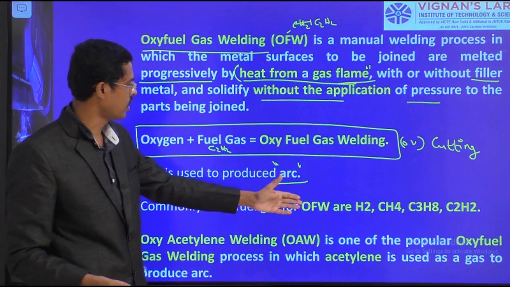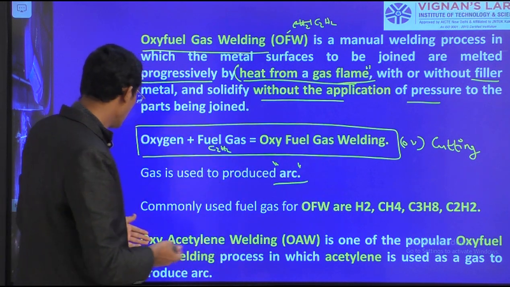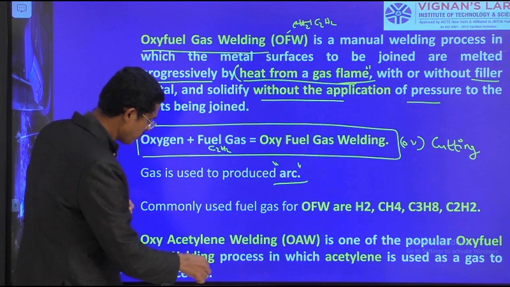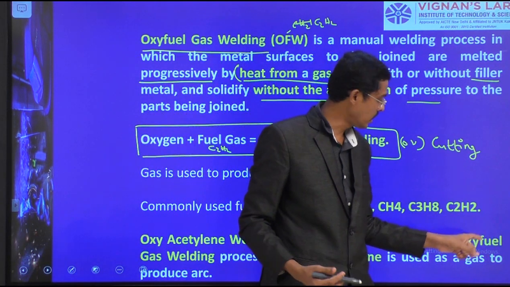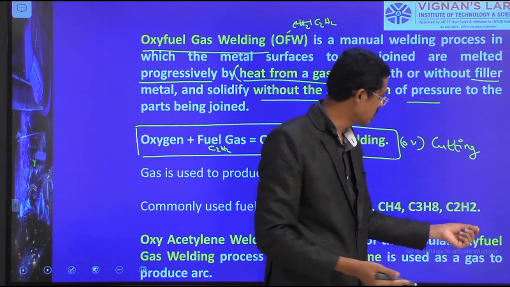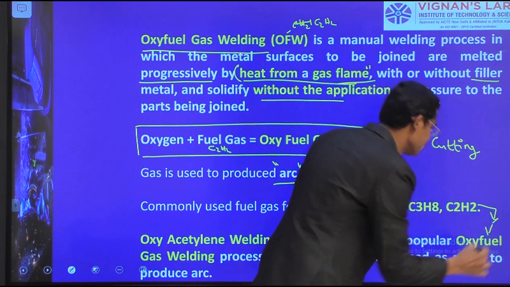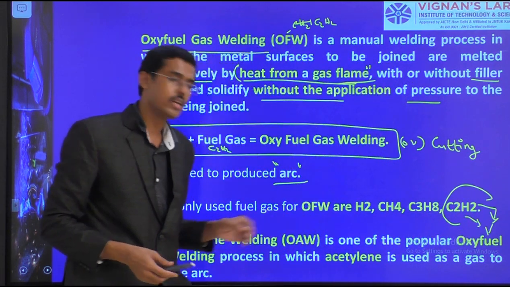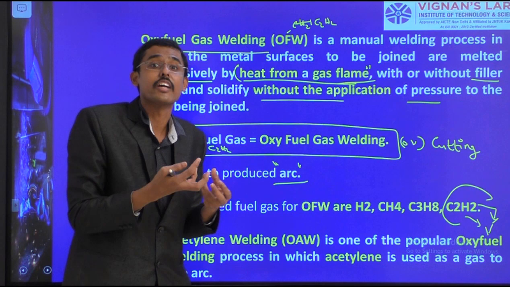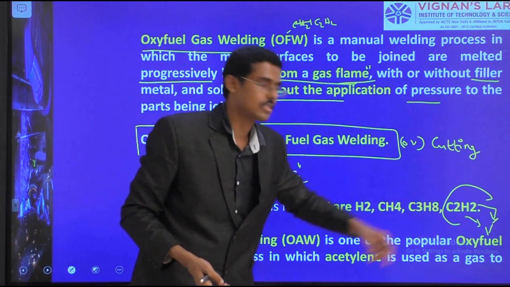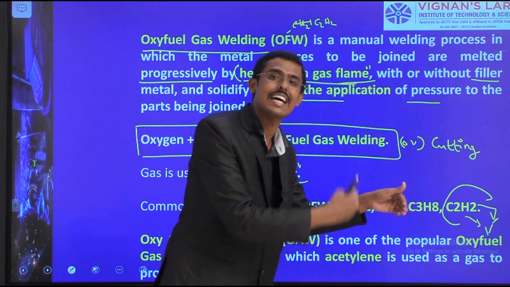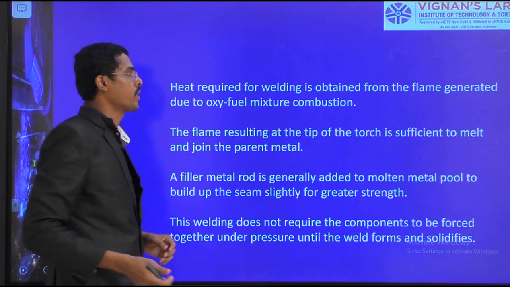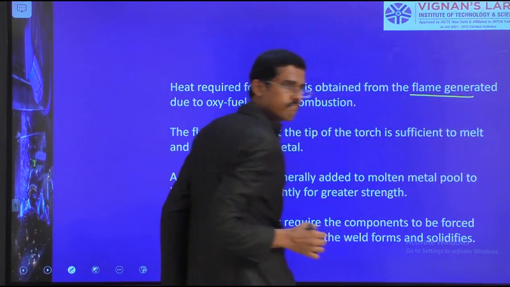Commonly used fuel gases include hydrogen and others, as given. Oxyacetylene welding is one of the popular oxyfuel gas welding processes. They have not mentioned oxyacetylene welding, but the fuel we are using is acetylene. Others can also be used, but the intensity of heat generated is highest with acetylene. Therefore, oxyfuel is used as the oxyacetylene welding process. Heat required for welding is obtained from the flame generated.